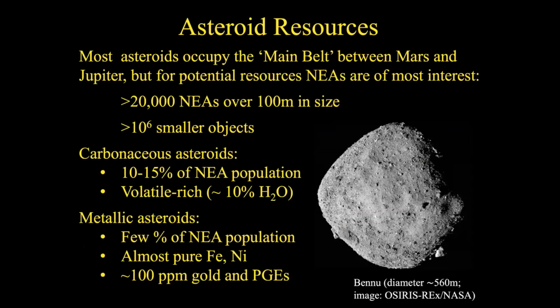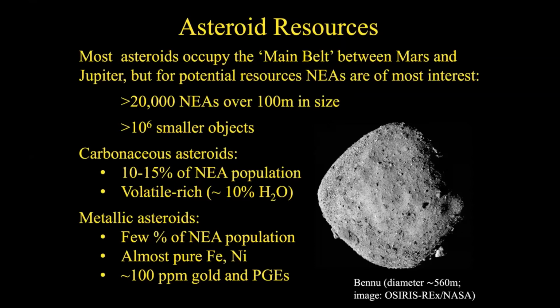There are more than 20,000 known near-Earth asteroids over 100 meters in size. There'll be many millions of smaller ones, currently mostly uncatalogued. But as Marco pointed out, they will become catalogued given the very sophisticated and sensitive telescopes that we now have. Of the near-Earth asteroid population, from a resource point of view, I think we'd probably be most interested in the carbonaceous asteroids like Bennu or Ryugu that Hilary and Rami have both mentioned. And these comprise perhaps 10 to 15% of the near-Earth asteroid population.